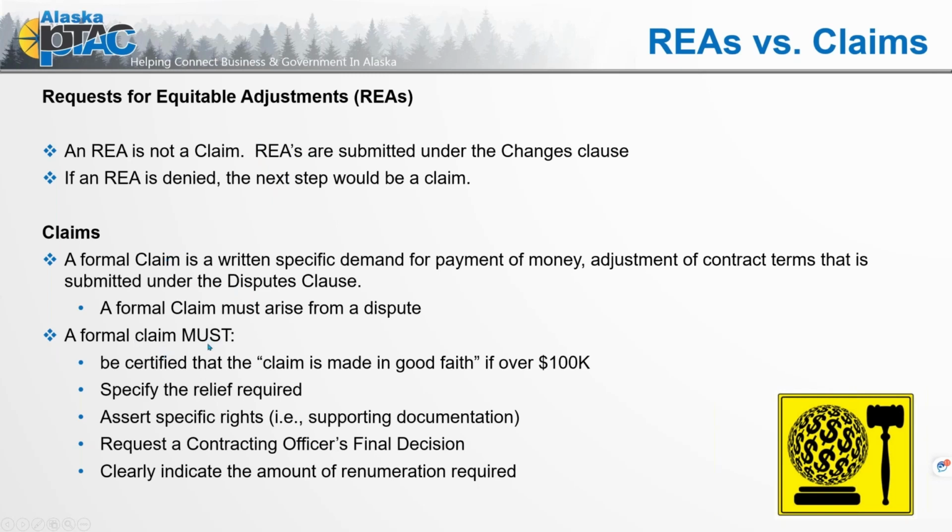A formal claim must be certified, stating that the claim is made in good faith, for amounts over $100,000. Specify the relief required, and again, relief is time and/or money. Assert specific rights and include supporting documentation. We're going to request a contracting officer's final decision, and clearly indicate the amount of remuneration required. Again, remuneration can be time and/or money: additional time and funds, additional time, or just additional funds.